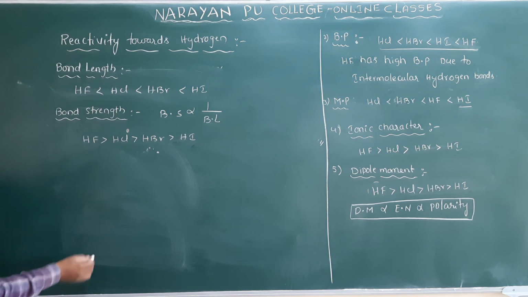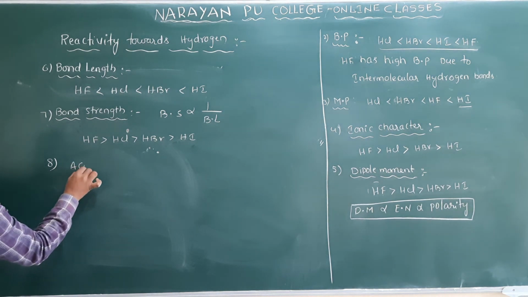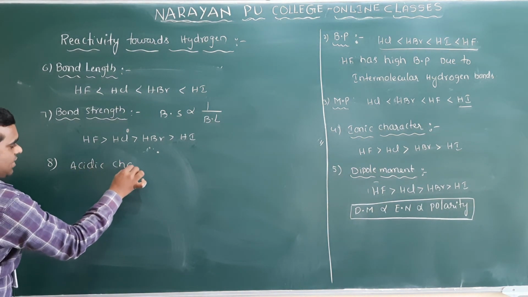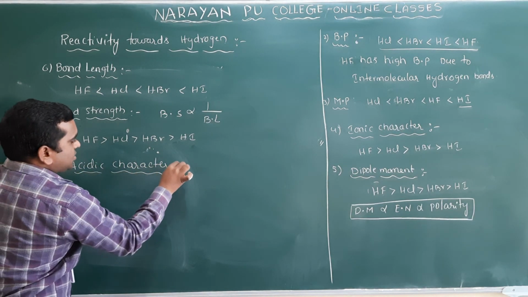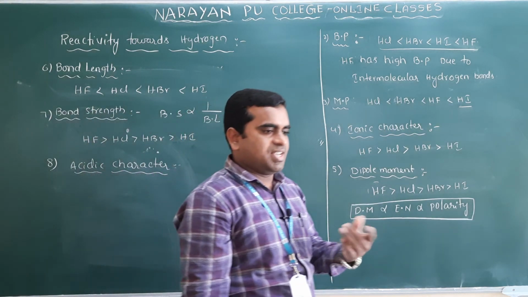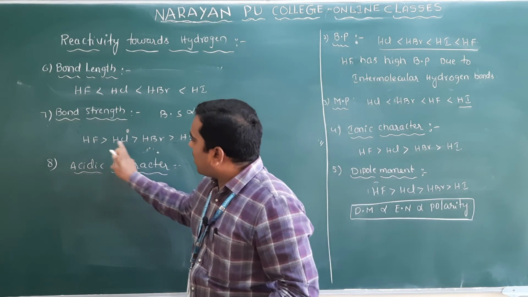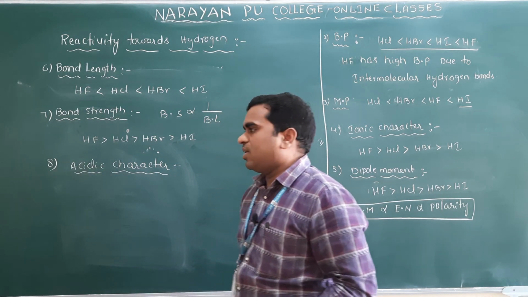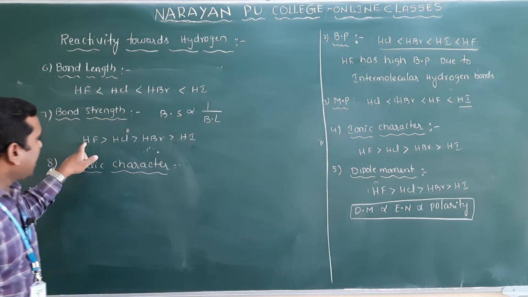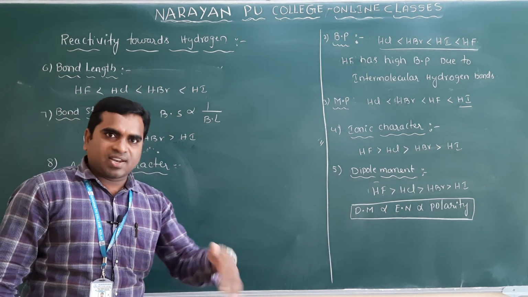And the next one is here. The next property, the eighth property, is acidic character. Acidic character means that which one gives the H plus ions easily, that is the more acidic. All these compounds, hydrides of halogens, have hydrogen atoms here, so that's why they can give the H plus ions easily.